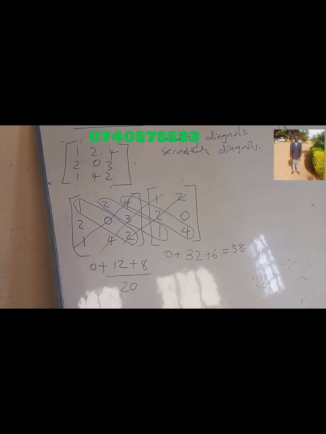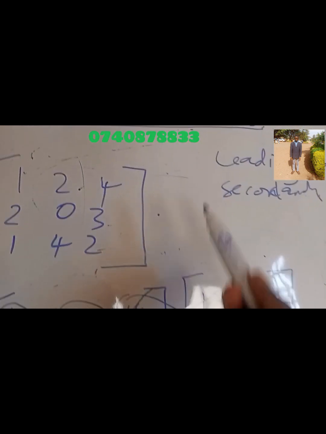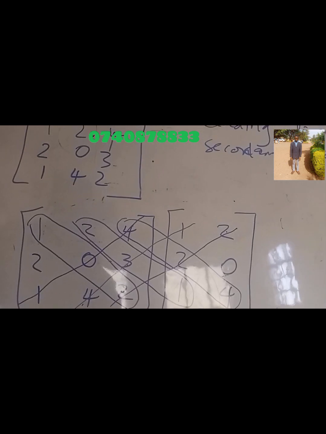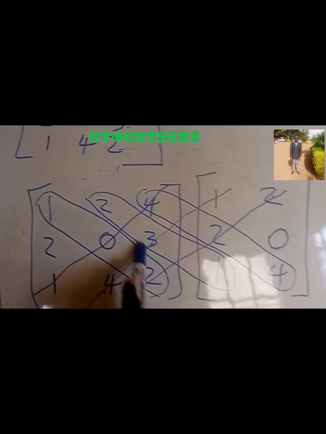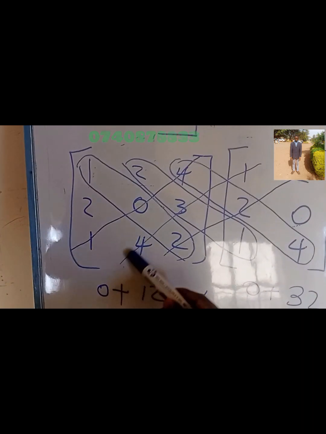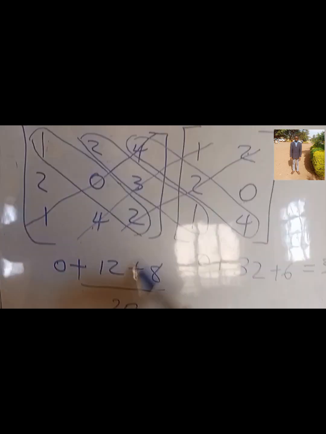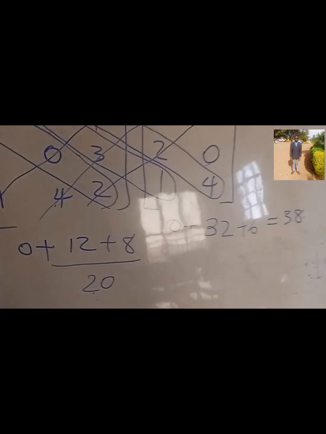So kindly, in case you are not seeing it clearly, you introduce another two columns, these and these, just next to the given matrix. Then after introducing it, you start with leading diagonals, the one which is full, then you add it to the next one, and remember it is the product. Then after that, you take the secondary diagonals, you start with the one which is complete, plus this one, which is ending with the introduced matrix, then this one. And after adding, you take the sum that you had from leading diagonal, and you subtract it from the one that you had from secondary diagonals.